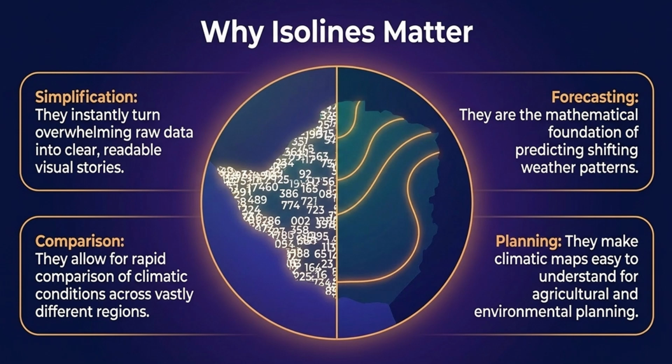Finally, isolines are very useful for planning. They support agriculture, water resource management, urban planning, disaster management, and environmental studies. In simple words, isolines transform complex climatic data into meaningful patterns, making them an essential tool in climatology.